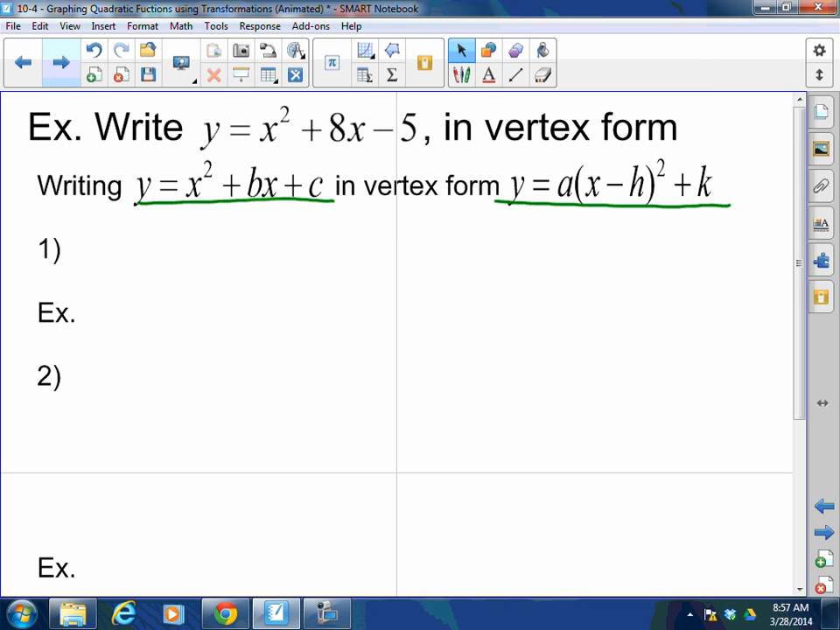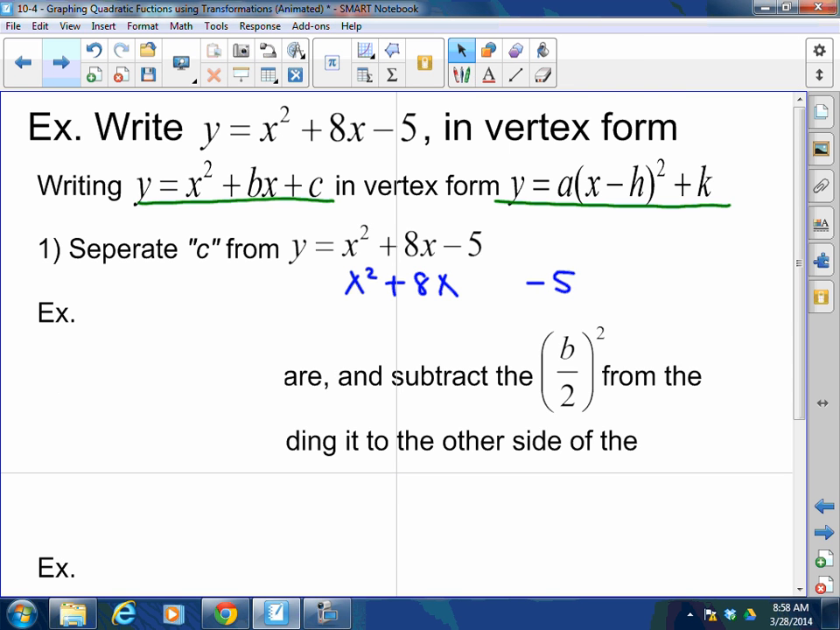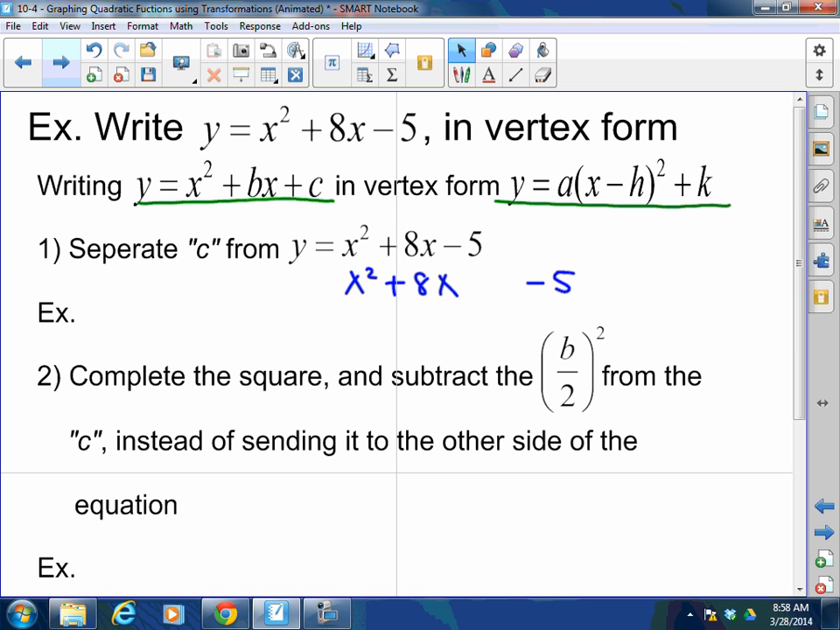Okay? Step 1. Separate the c from x squared plus 8x minus 5. And go ahead and drop this y and make it a 0. So what you're going to have now is x squared... I'm sorry, I'm completing the square. Just separate it. So I have x squared plus 8x. Give yourself a little space and put the negative 5 over there.